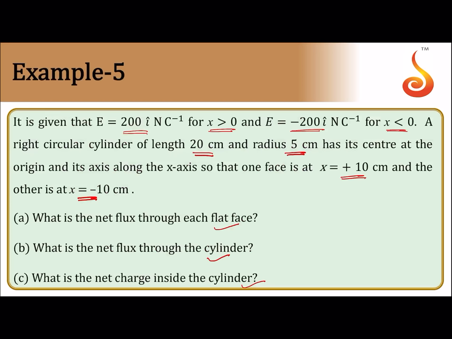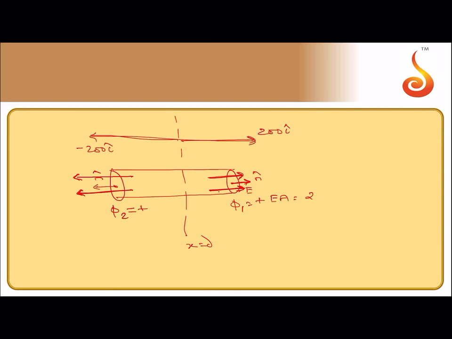The electric field is 200, the radius is 5. So 200 into pi into 0.05 the whole squared, which becomes 200 into 22 divided by 7 into 0.05 into 0.05, which is 1.57 newton meter squared per coulomb. And here also E and A are the same, so phi 2 will also be 1.57 newton meter squared per coulomb.